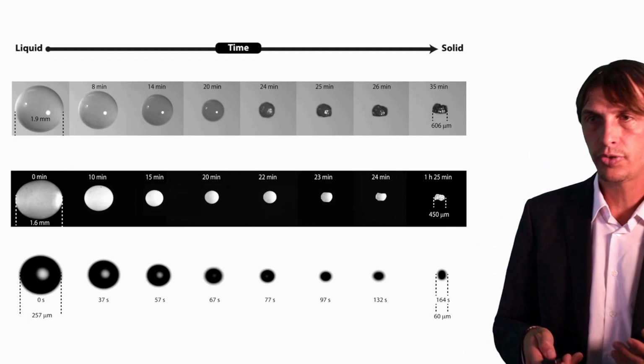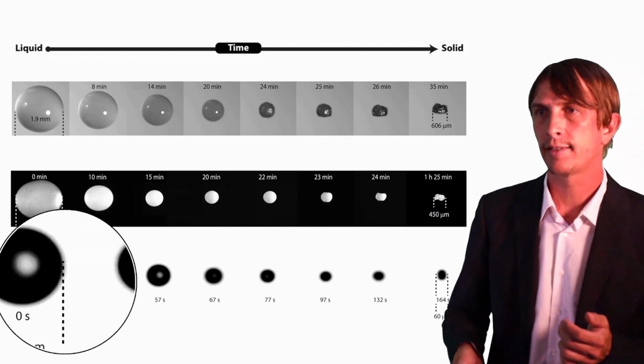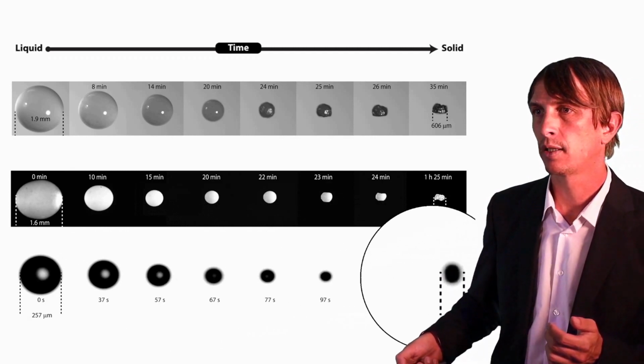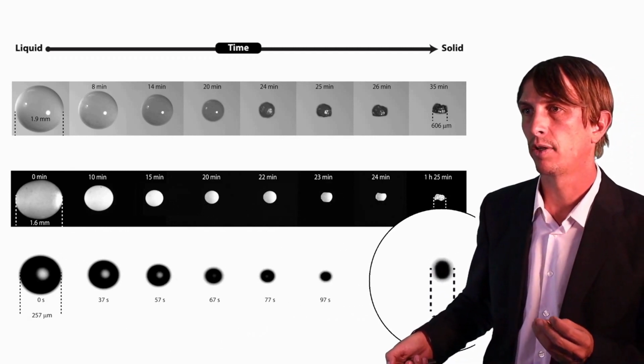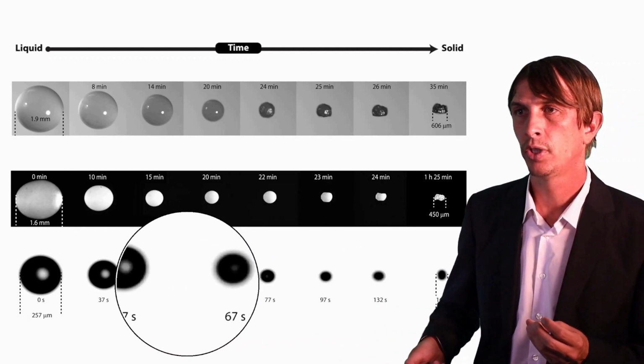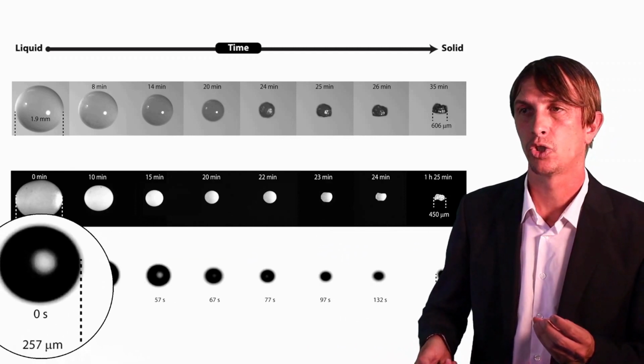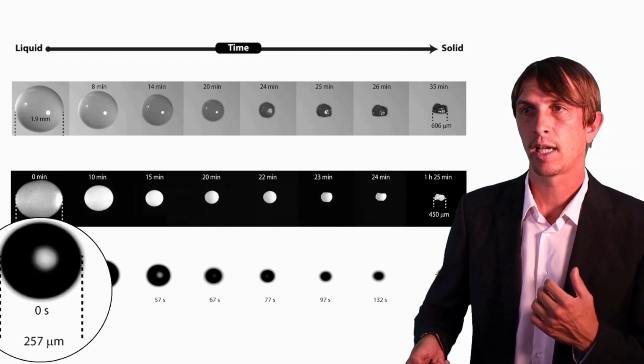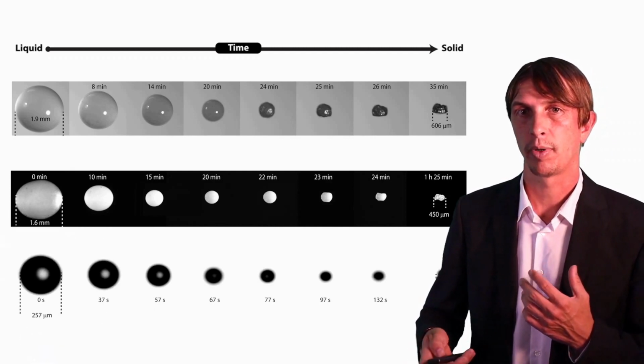If now we are looking at how the droplet is becoming smaller and smaller, or let's say the final solid residue, once again in comparison to the first droplets. And in this case, we have a higher resolution camera and we can look at smaller droplets.